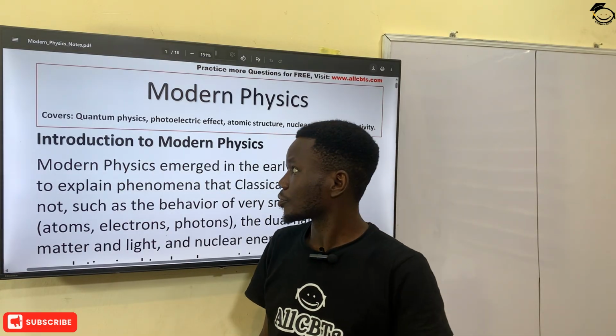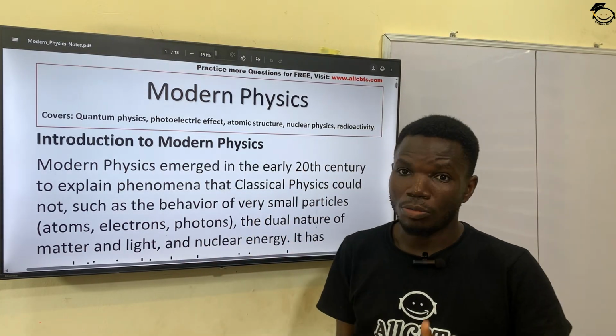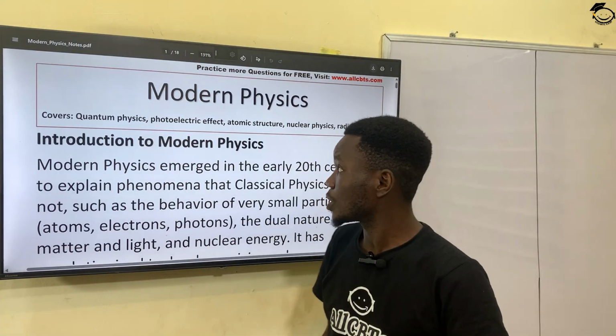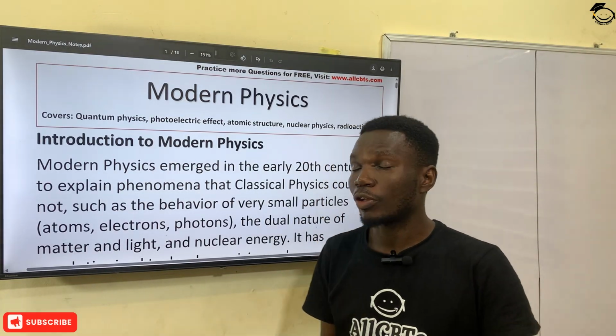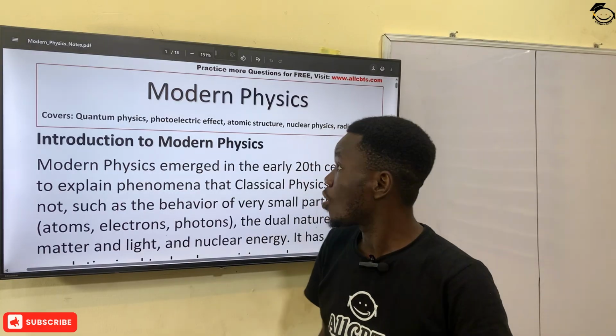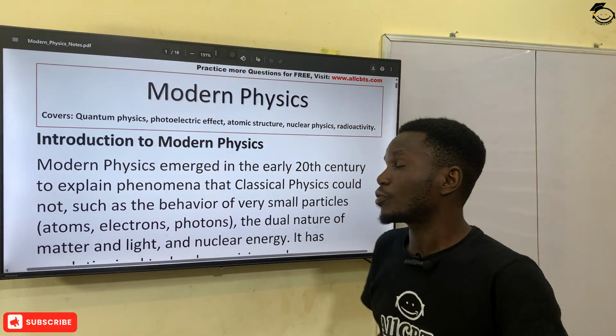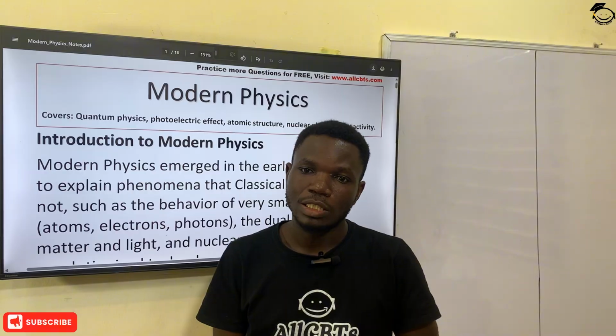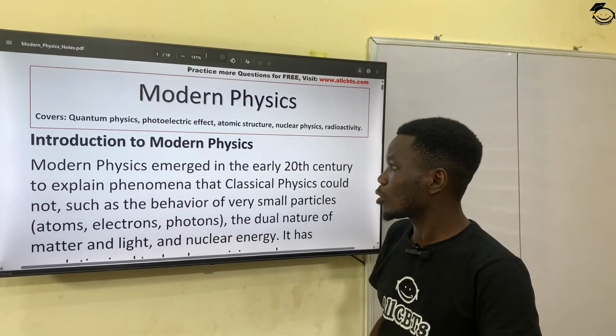Modern physics, where we'll be talking about aspects of physics such as quantum physics. We'll be talking about the photoelectric effect. We'll be talking about the atomic structure of matter. And we'll be talking about nuclear physics and radioactivity. So let's talk about what modern physics is.